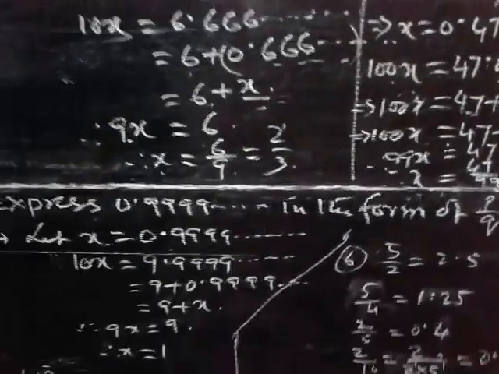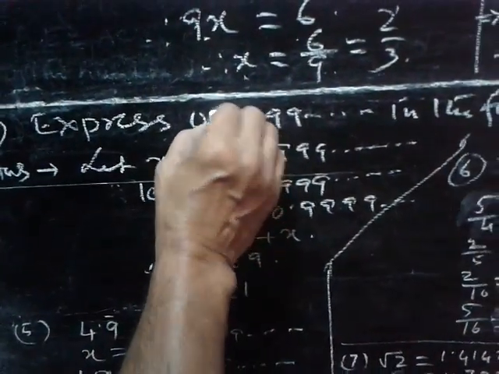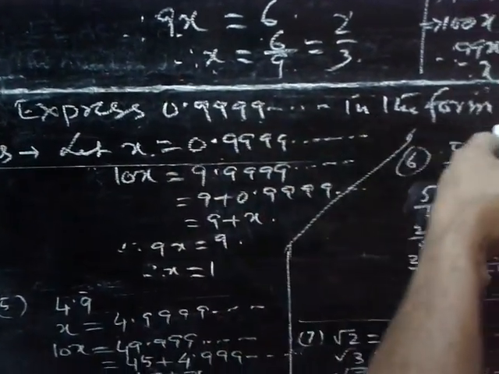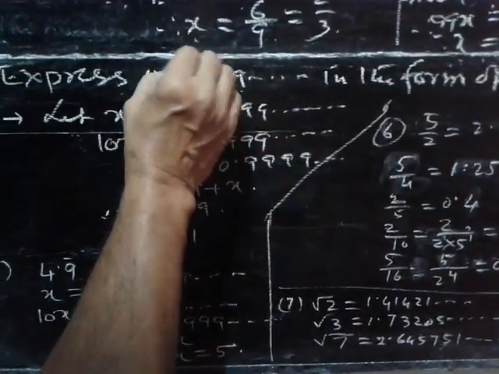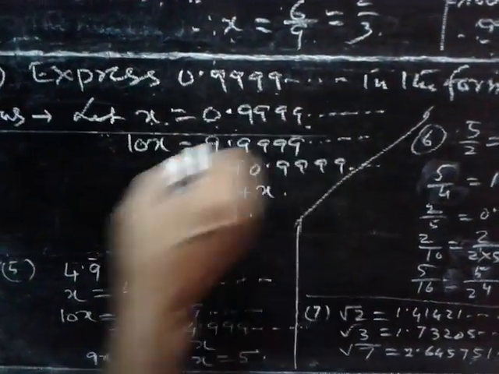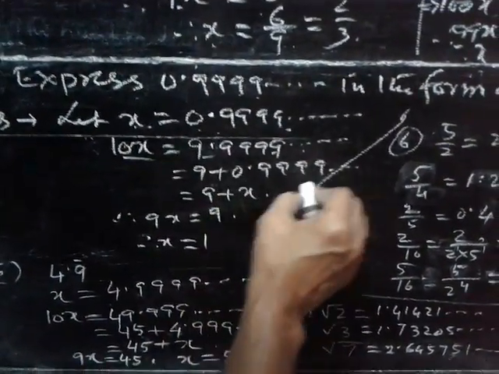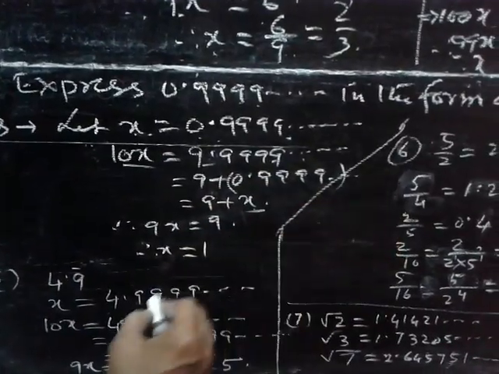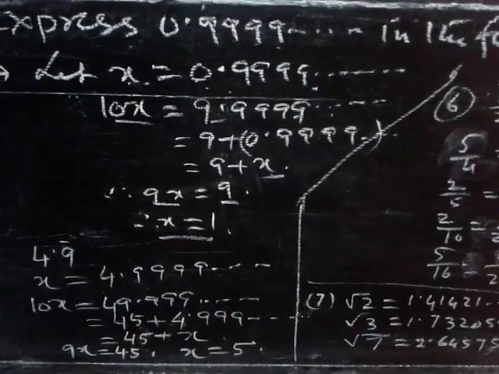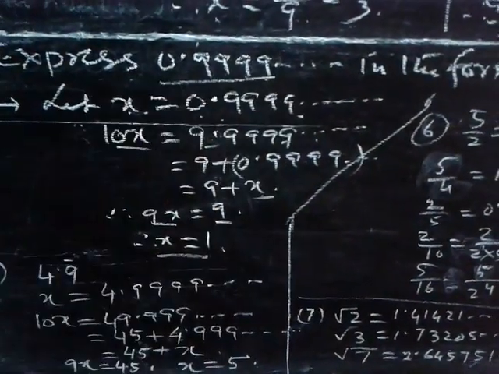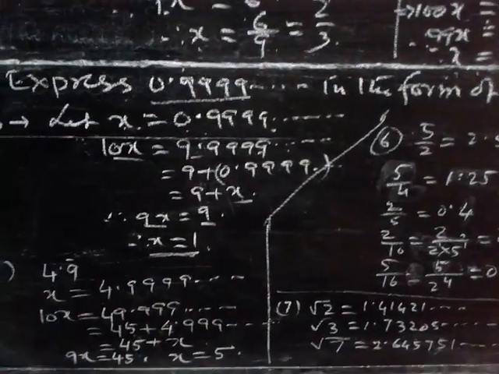Next one. See here, number 4. Express 0.9999 in the form of P by Q. Once again the same way, because this is a recurring number. X equals this, then 10x equals 9.999, and this is actually x. So 9x equal to 9, then x equals 1. See here, this is 0.9 recurring, which is equivalent to 1. So it has come to 1.